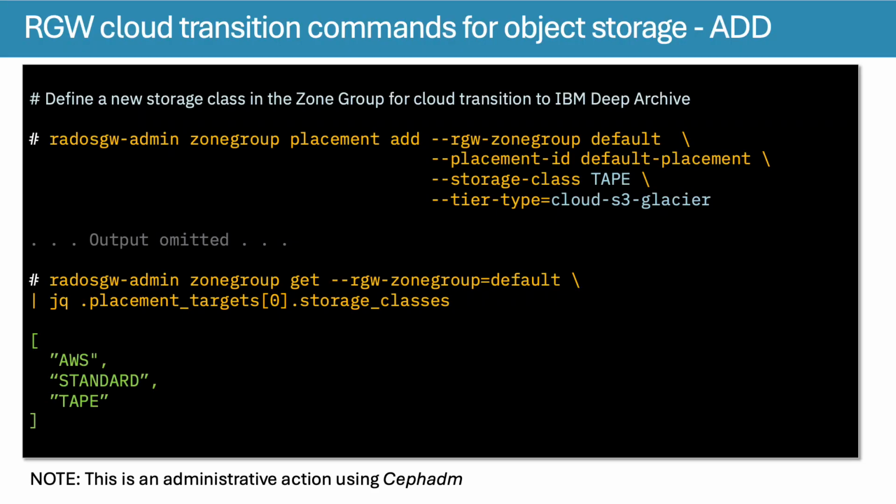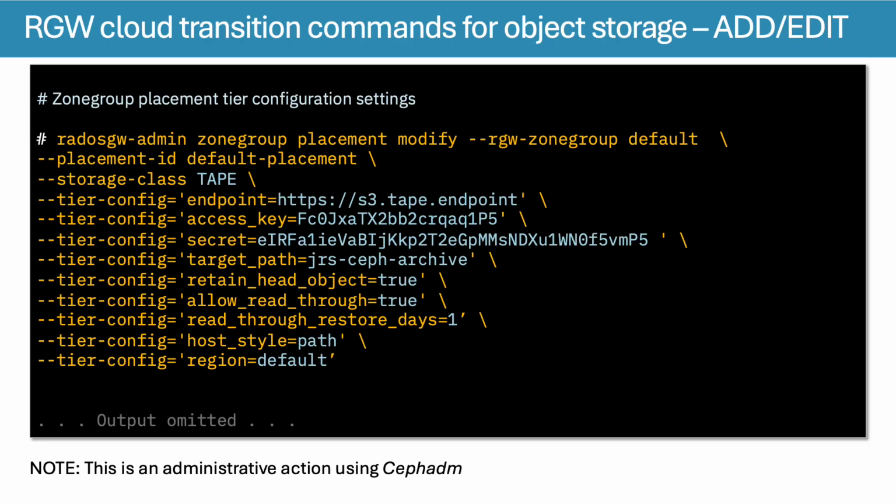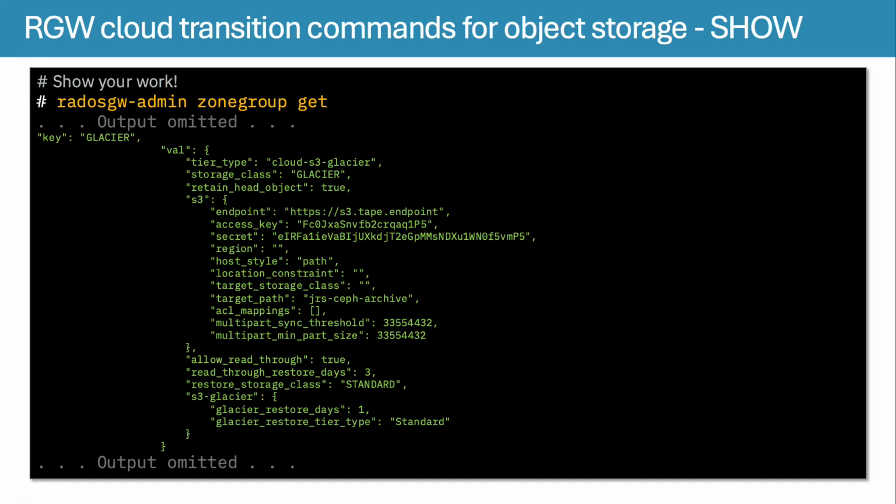Finishing up now with a listing of commands used in the production of today's demonstration. Pause and resume the video for yourself. Zone group placement add, zone group get with a listing of storage classes, zone group placement modify, fine-tuning the parameters and configuration settings for our cloud transition. Almost always this is going to be needed. Play it back with a zone group get for all storage class configuration parameters.